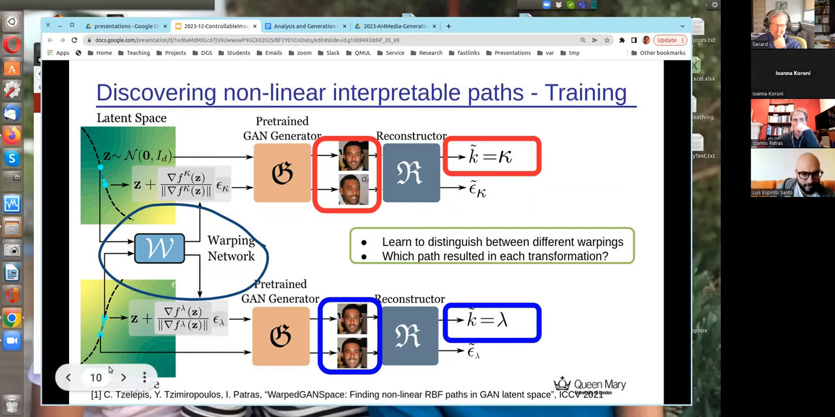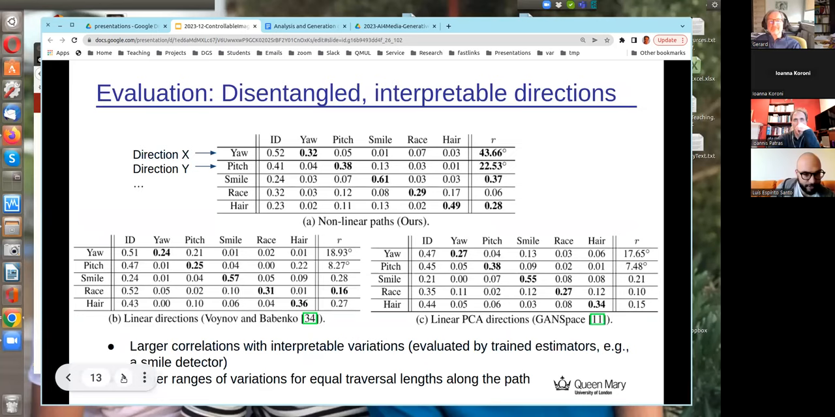And another question, but it's about the next slide. I think it's about the evaluation of the same experiment. How did you measure the yaw, pitch, smile, raise? Which baseline did you use to measure those? And what does the R angle mean in this table? Because I'm not very familiar with this area. Yes, so we use some pre-trained detectors, some pre-trained estimators. In some other datasets, we have a ground truth of yaw, pitch, smile, and hair length, et cetera.